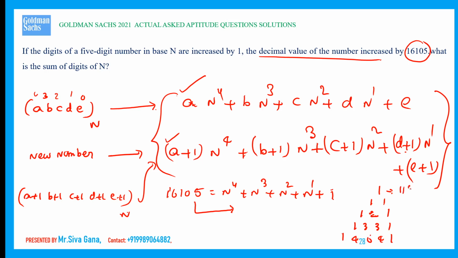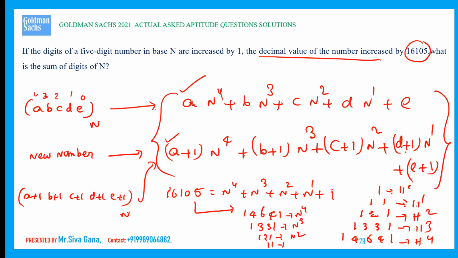1, 1, 1, 2, 1, 1, 3, 3, 1, 1, 4, 6, 4, 1, like this. Nothing but 11 power 0, 11 power 1, 11 square, 11 cube, 11 power 4, like this. 11 power 4 is 1, 4, 6, 4, 1, this is n power 4. Now n cube is 1, 3, 3, 1. n square is 11 square, 121. n power 1 is 11, and 1. If we add, you will get 16105. We got 16105. Therefore, the base n is 11. Sum of the digits of n is 1 plus 1, that is 2.